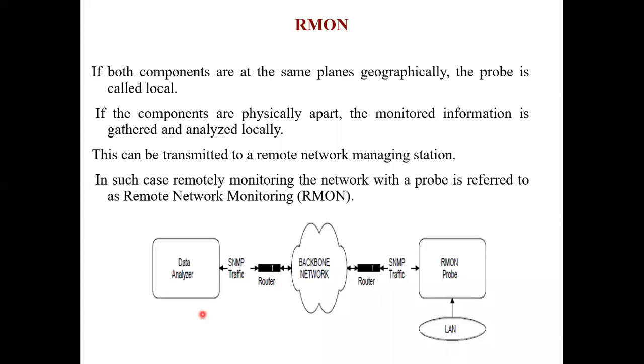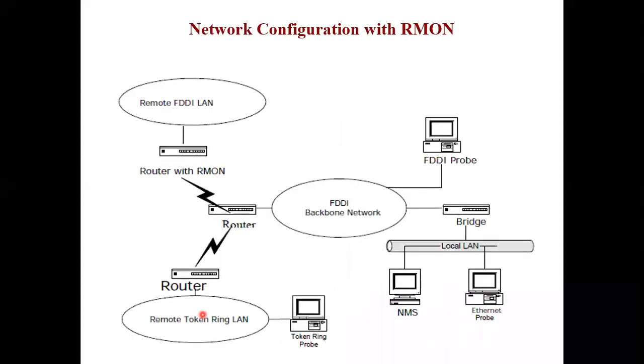Now comes the actual diagram with which you can explain this RMON. Here I have the FDDI network. FDDI is the Fiber Distributed Data Interface backbone network. Here you can see various networks. There is a remote LAN, a remote token ring LAN, and an Ethernet LAN. Not everybody has an NMS. Here you can see the NMS is connected at the Ethernet.